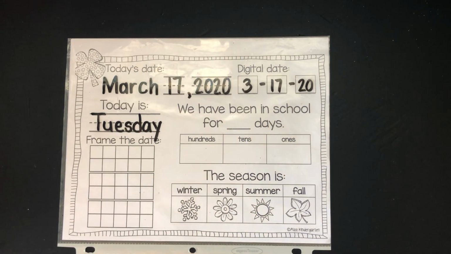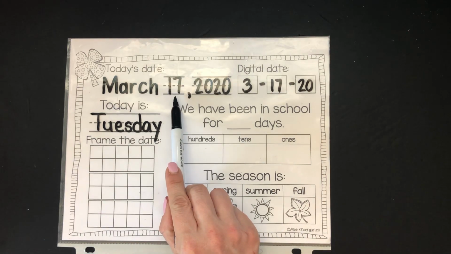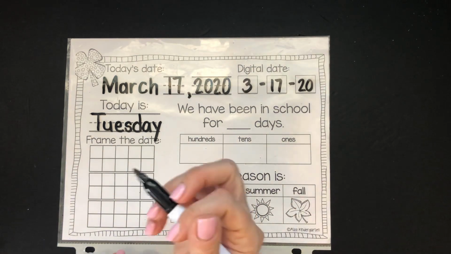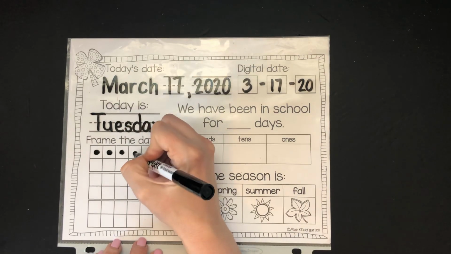All right, love bugs, now we're going to frame the date. We're going to use our tens frames down here. Now the date today is March 17th. So we're going to take that 17 and we're going to show it on our tens frame. So we're going to make 17 dots in our tens frame. We're going to fill up the first tens frame completely to make 10.